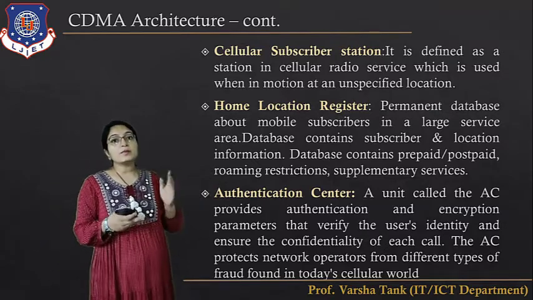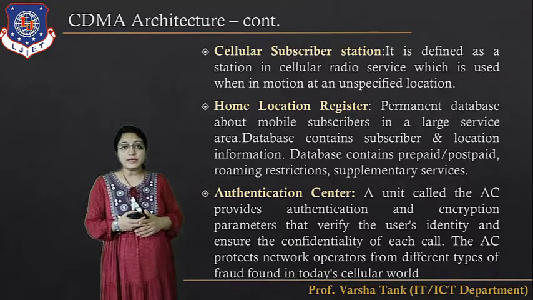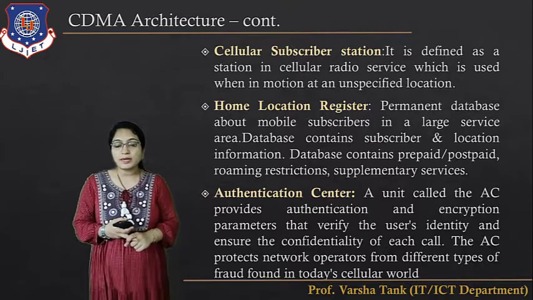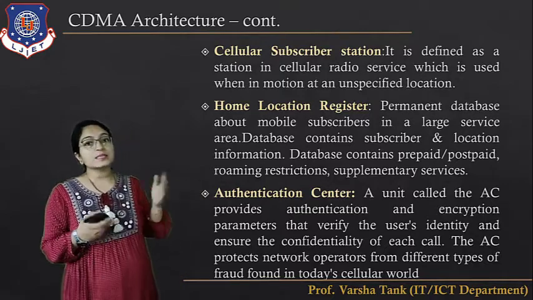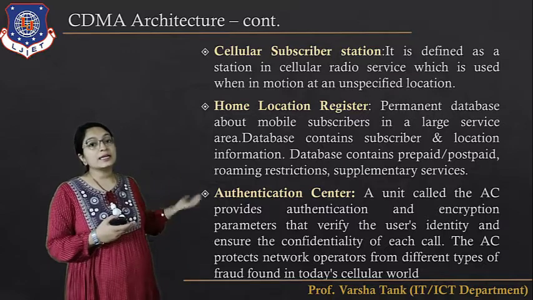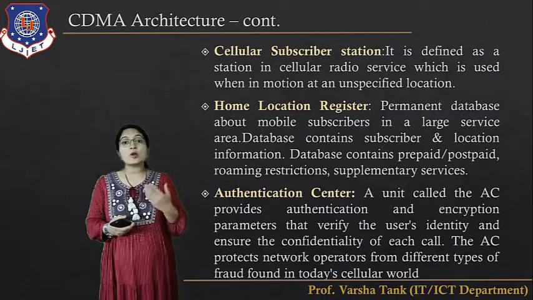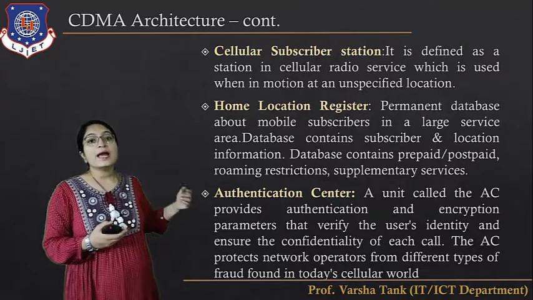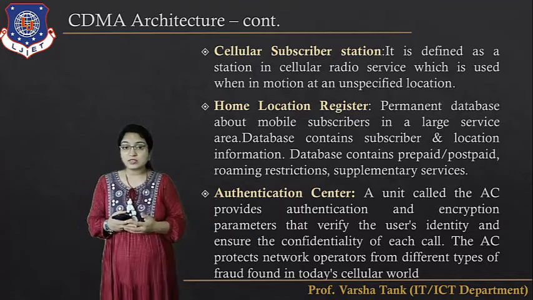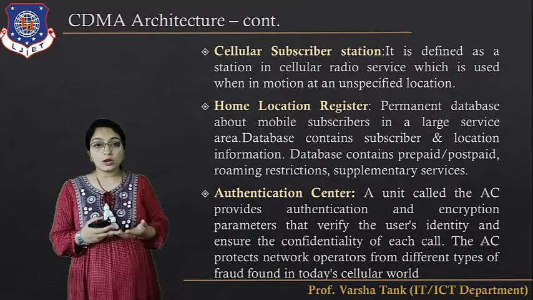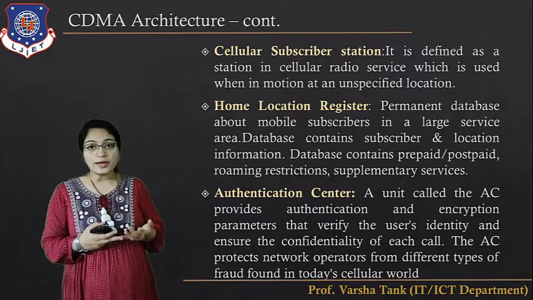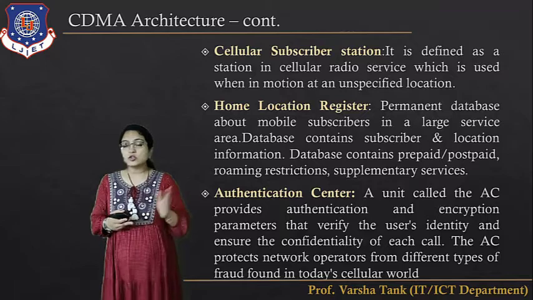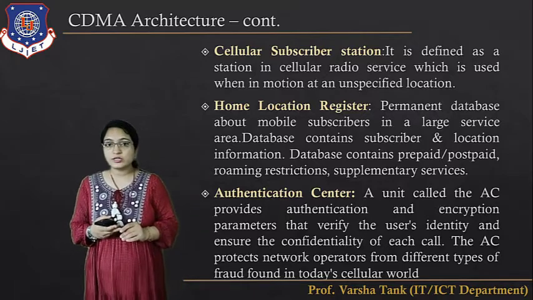Home location register is the permanent database about the subscribers in a large service area. That database contains the subscriber location information. It contains whether the prepaid card or postpaid card is there, then roaming and restriction information, and supplementary services, that is any extra services. For example, if you have the caller tune, that is one of the supplementary services. So any supplementary services activated in the mobile station, all that information is stored in the home location register.